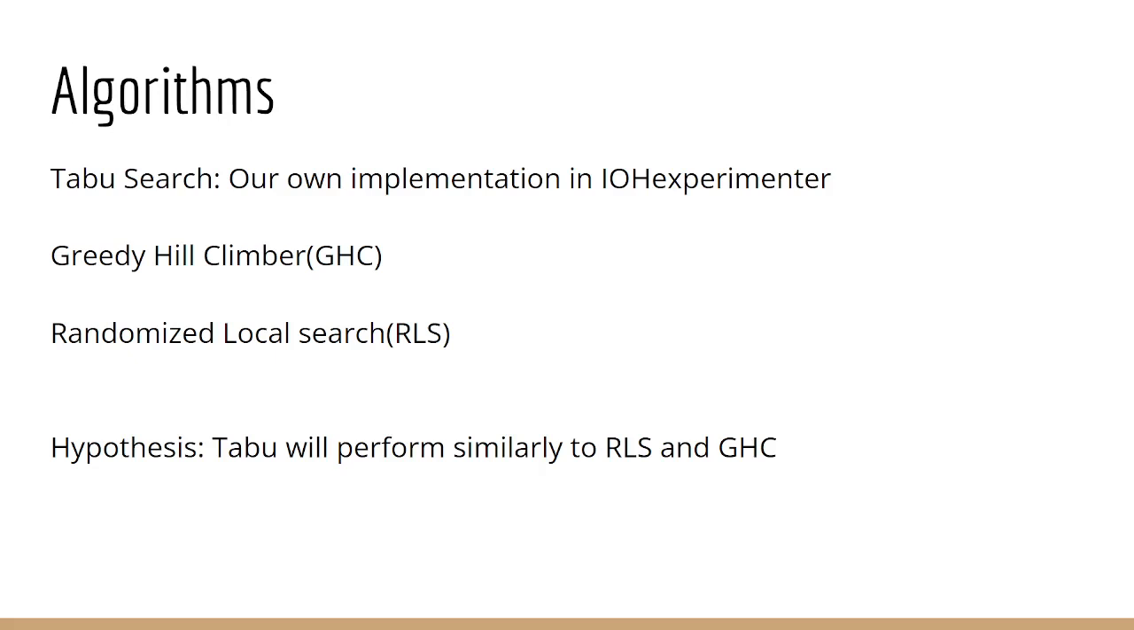And then finally, we have the randomized local search algorithm, which essentially randomly looks at a local area of a given solution by slightly deviating from the solution and tests the fitness of the new solution found. Now, by looking at all these algorithms, we can develop a hypothesis, which is that the Taboo Search will perform similarly to the randomized local search and the Greedy Hill Climber. The reasoning being that all of these algorithms, for the most part, have the same key principle of searching locally to find the next solution.